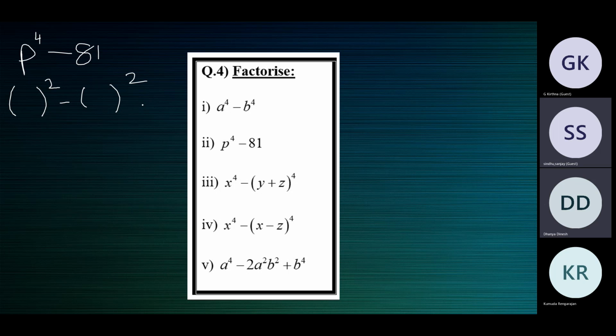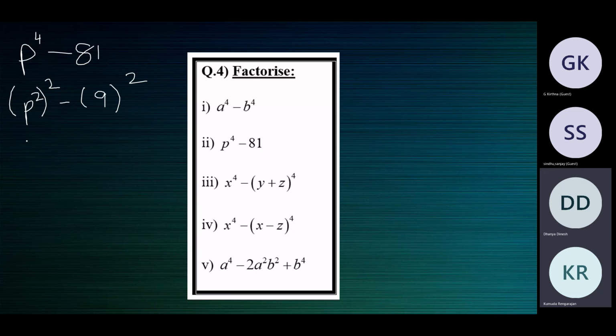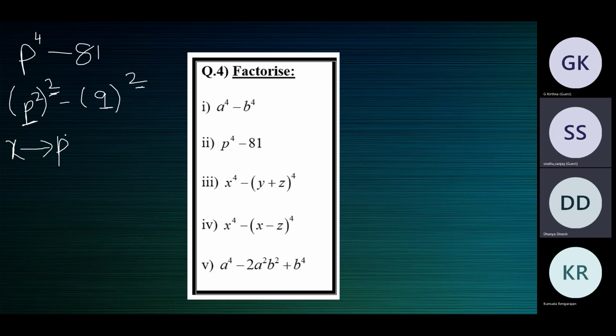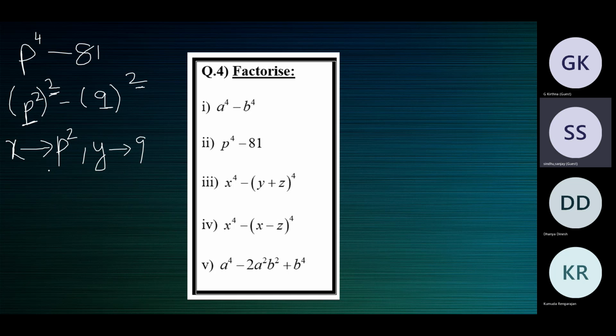p square and 9 square, ma'am. So this is x square and this is y square. What is x then? p square. And what's y? 9. And what are the factors of x square minus y square? x plus y and x minus y, ma'am.